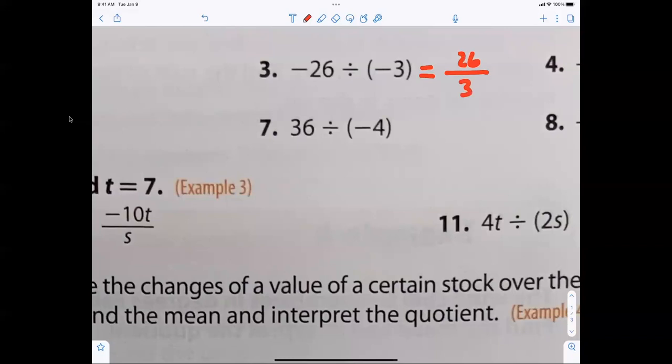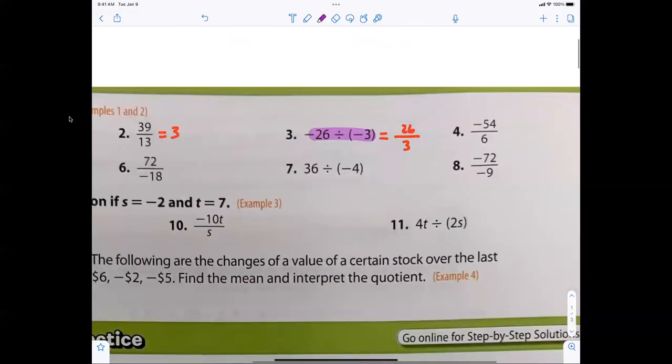Now what happened to the two negatives? Ooh. Yes, they canceled, right? Because a negative divided by a negative is a positive. Now, does everybody understand? If the division doesn't work out, you just leave it as the fraction. That's how easy. That's all there is to it. All right. So now we're on number 4.